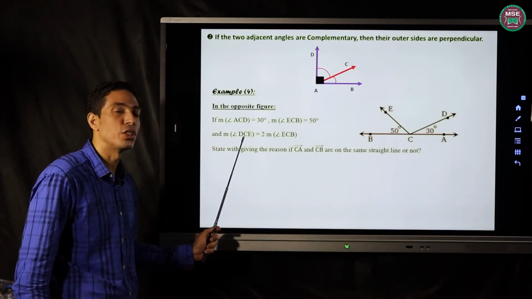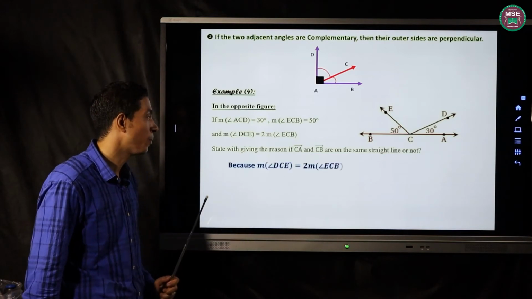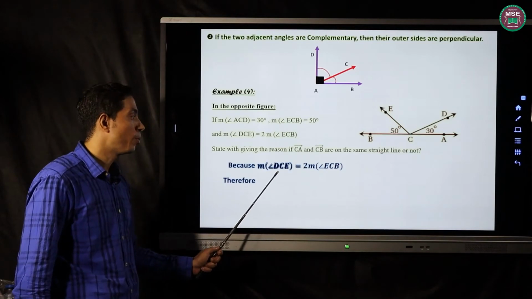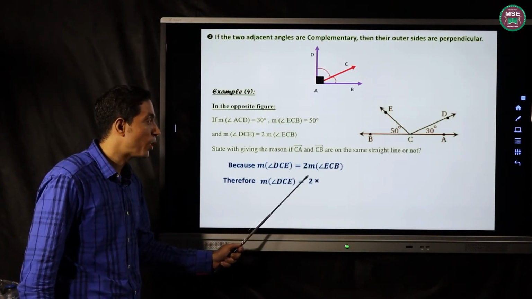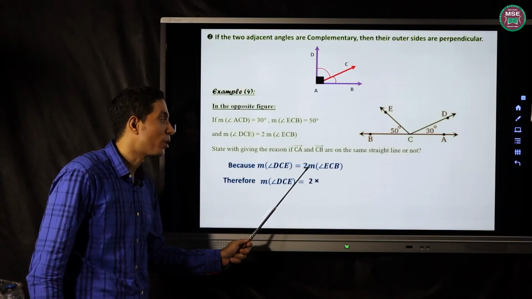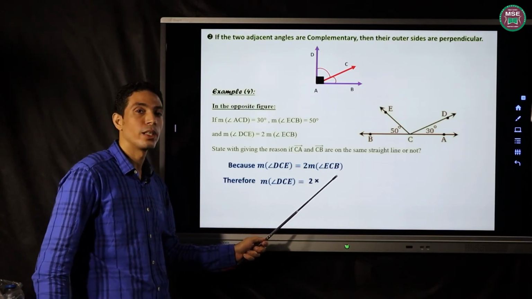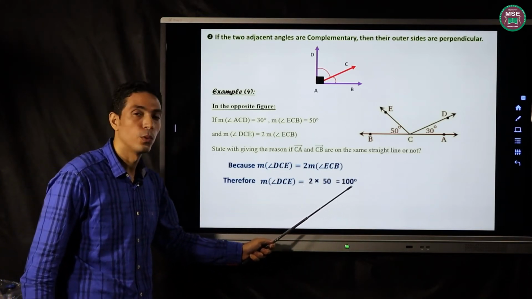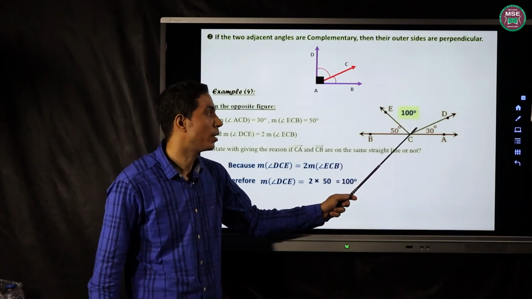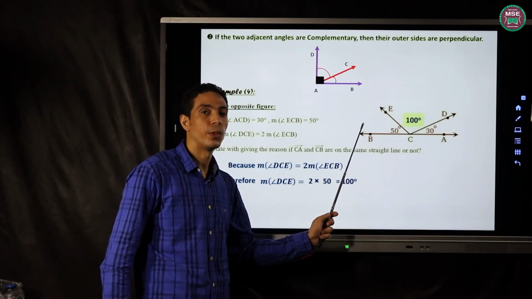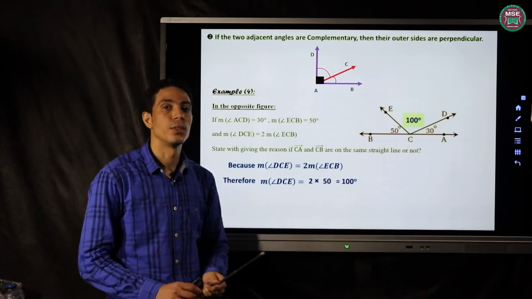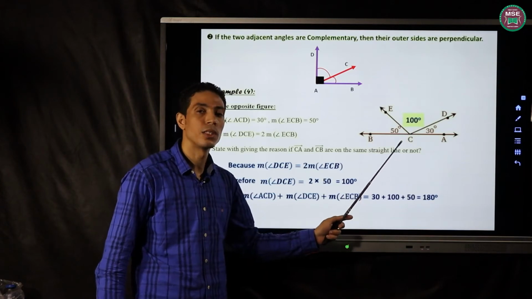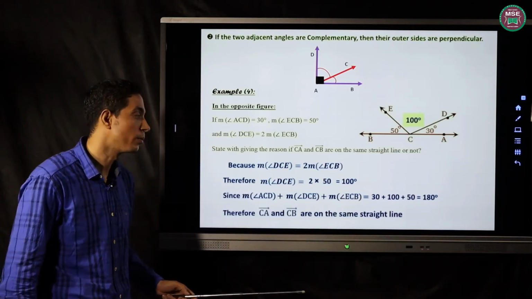He said the measure of angle DCE equals twice the measure of angle ECB. Therefore, the measure of angle DCE equals 2 multiplied by the measure of angle ECB. And he said the measure of angle ECB equals 50 degrees. Then 2 multiplied by 50 equals 100 degrees. Then this angle equals 100. If we add 50 plus 100 plus 30, their sum equals 180. Therefore, CA and CB are on the same straight line.